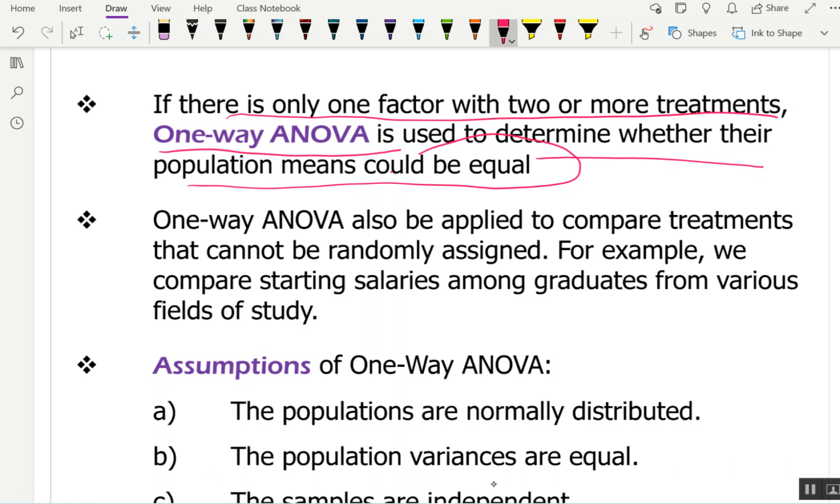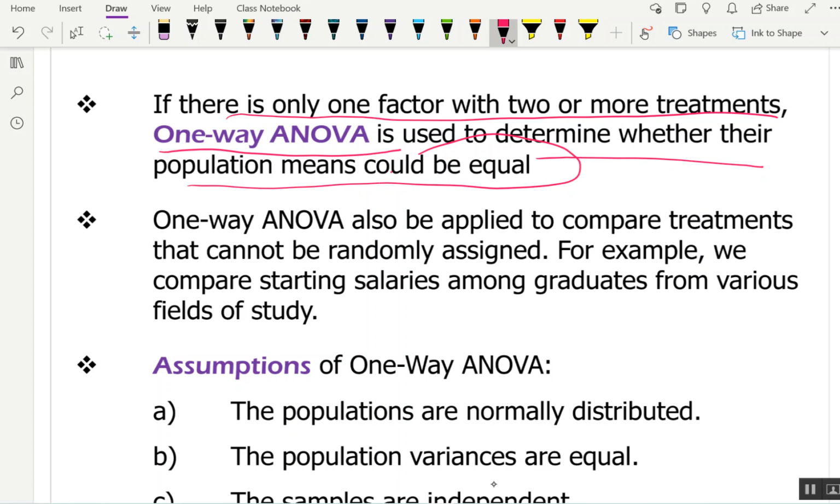All right, and then of course the alternative hypothesis is the one that we are trying to test, which is that the population means of these groups are different. Okay, we'll be looking at that hypothesis testing later on. One-way ANOVA can also be applied to compare treatments that cannot be randomly assigned. For example, we compare starting salaries among graduates from various fields of study.